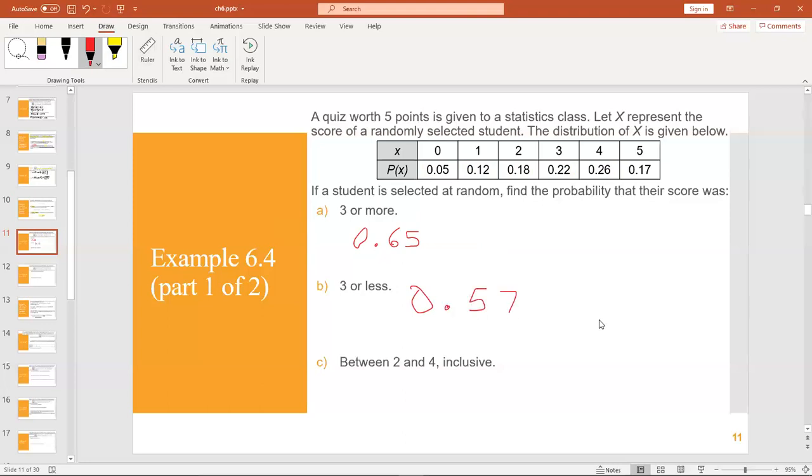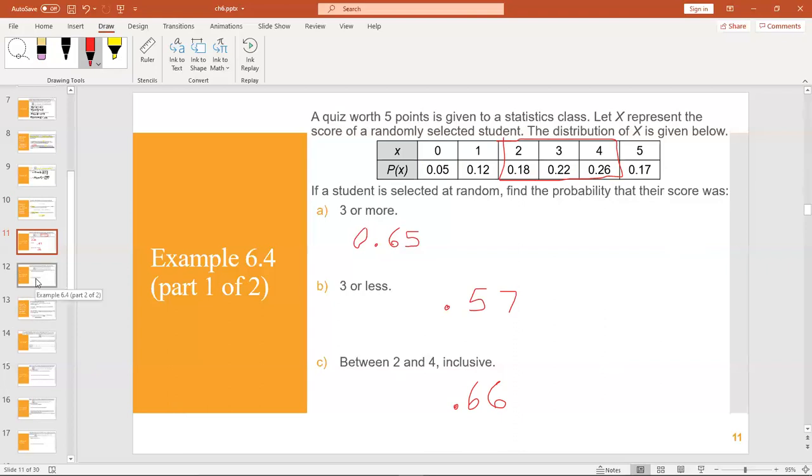All right, between 2 and 4 inclusive. So what does 2 and 4 inclusive mean? Well, that's going to be everything from there to there. 2 to 4 inclusive. That's 0.18 plus 0.22 plus 0.26. That is a grand total of 0.66. So inclusive means you do include 2 and 4, as opposed to exclusive, which means you exclude 2 and 4. You don't include them.